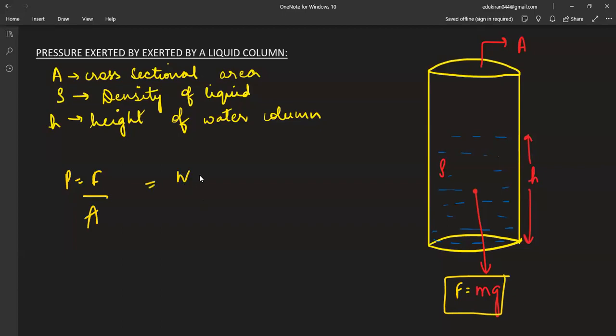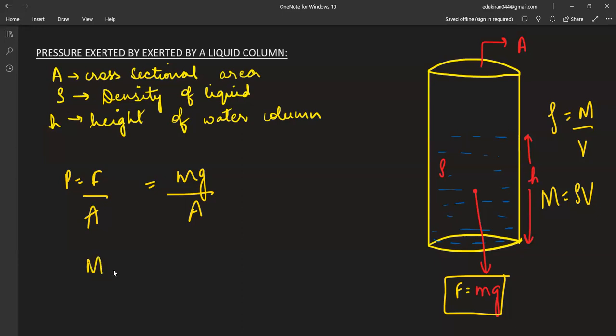So this becomes mg divided by area. Now see, density is equal to mass by volume. Mass will then be equal to density into volume. And what is the volume of this liquid column? Area multiplied by thickness, that is how we find out the volume. So area is this, height is this, length is h.